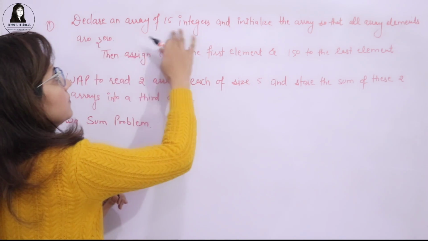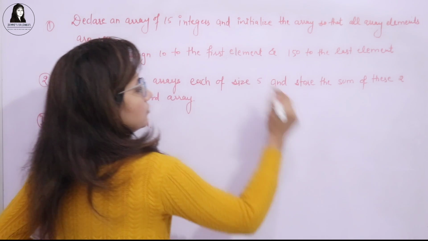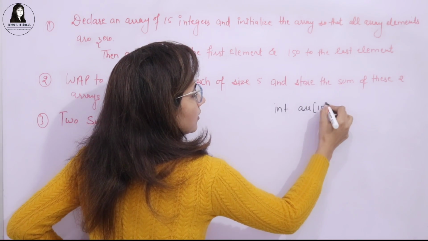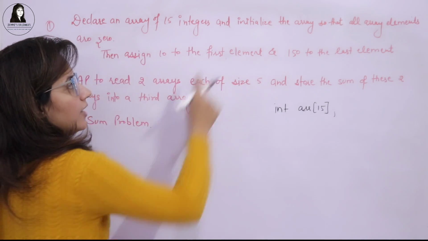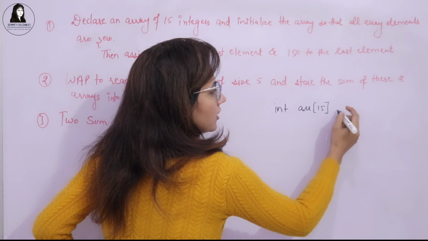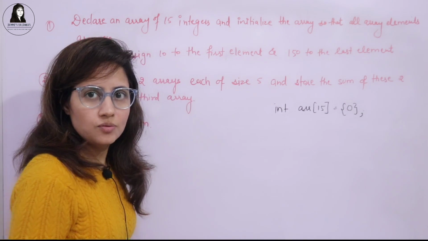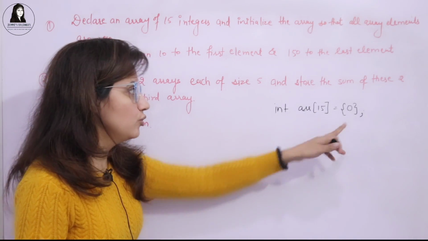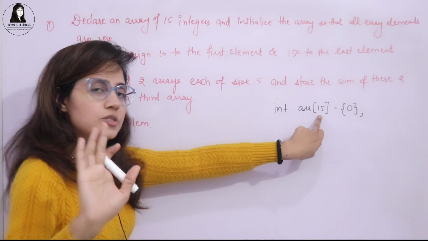So the first is you have to declare an array of 15 integers. Any array name you can take. I'm taking arr and the size is 15. Then initialize the array so that all the elements are 0. How can you initialize it? Here, only write 0 inside the braces, and obviously the remaining elements would all be 0. You don't need to write 15 zeros here. All the elements would be 0.